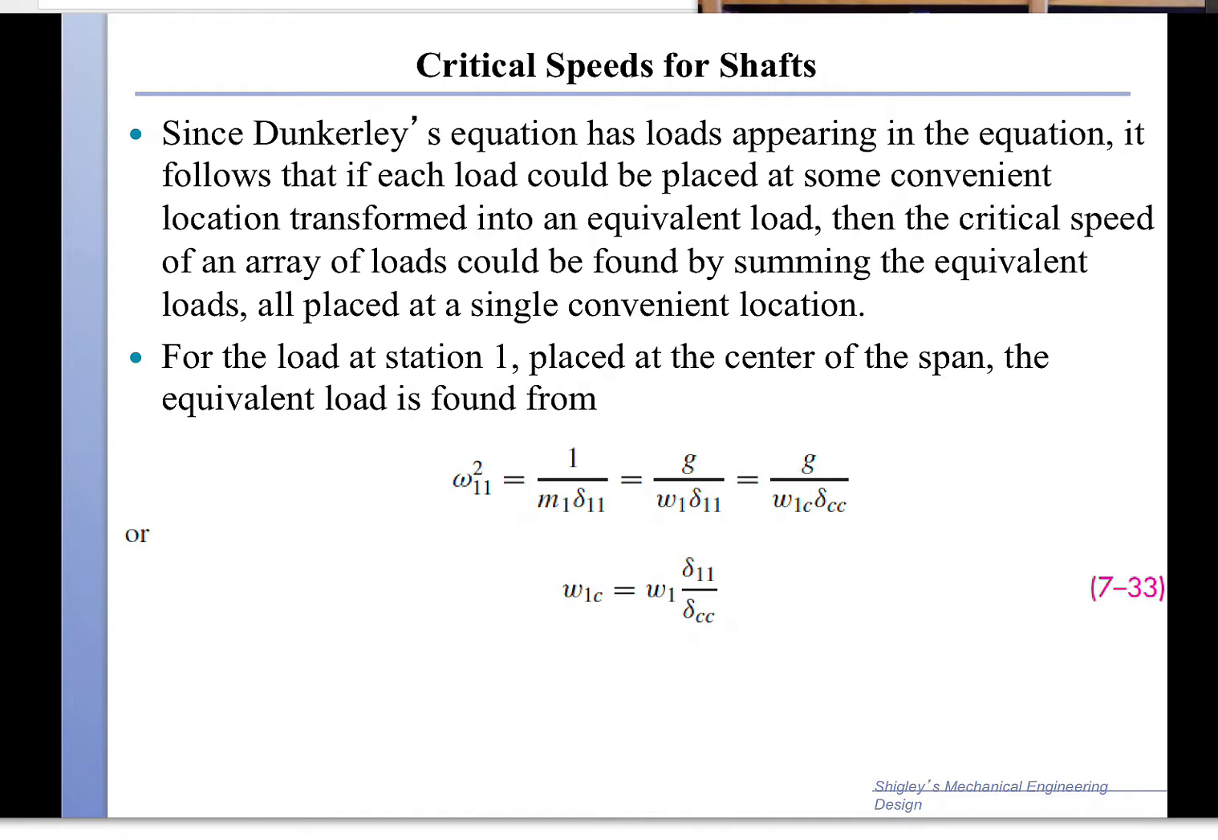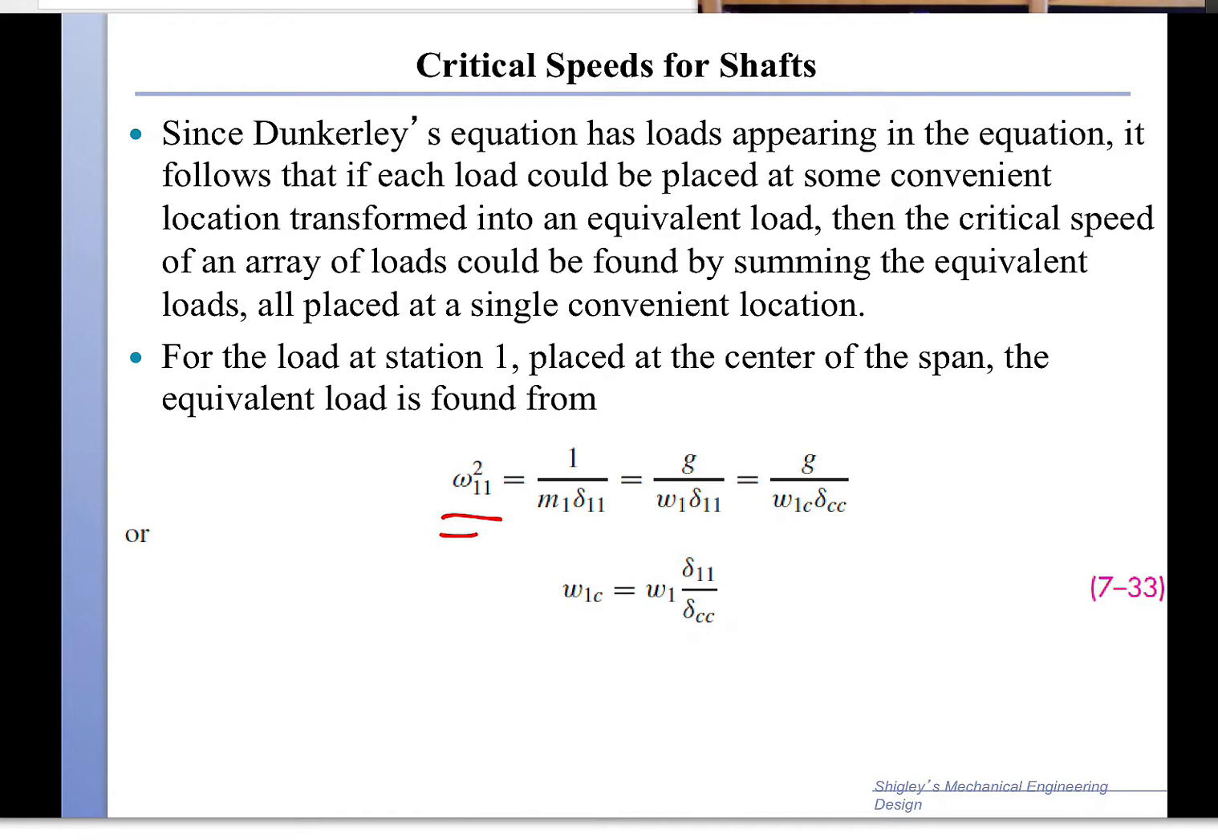Now, just a little bit of elaboration. If we want omega 1 squared, for example, then we can write it as 1 over m1 delta 1, so there's no problem. We can find delta 1, and m1 is the weight divided by g. But it may be easier if we imagine that we move the load to the center instead of at any arbitrary point, and redefine a new load at the center that would give us exactly the same vibrational speed.